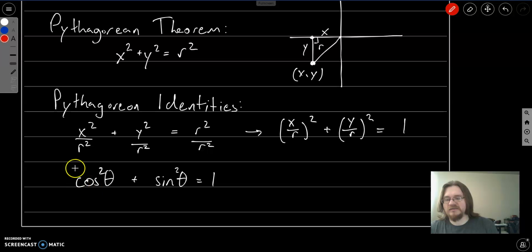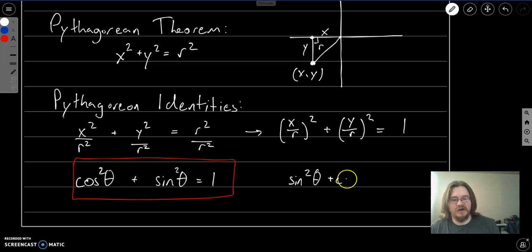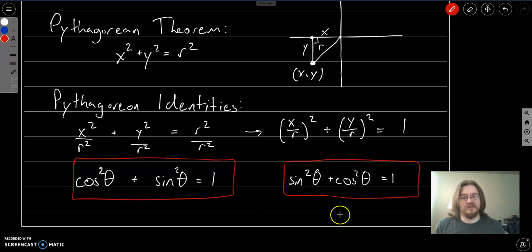So here is our first Pythagorean identity. Normally we would write it in the other order, just because quite often we think of sine before we think of cosine. I'm not sure why, but it doesn't matter what order you add things. So sine squared plus cosine squared is equal to 1. These are the same identity, just written in the other order. This is our first Pythagorean identity. And there are a few more.